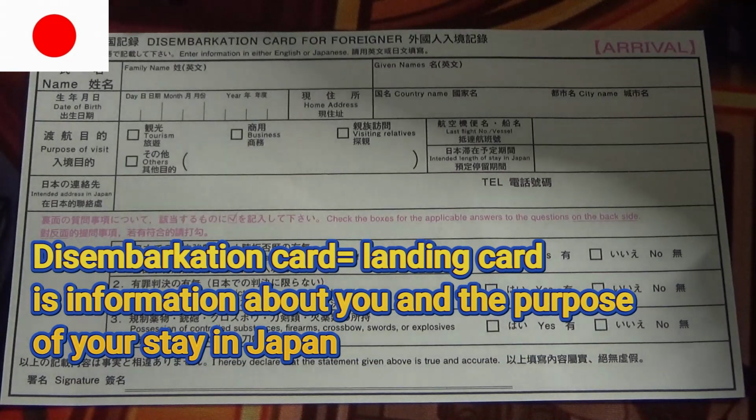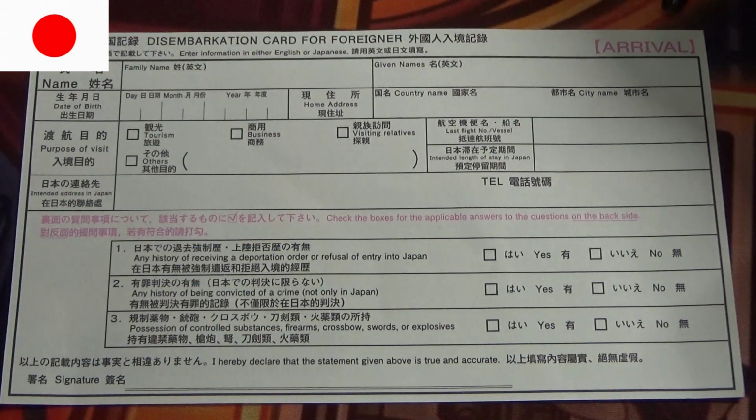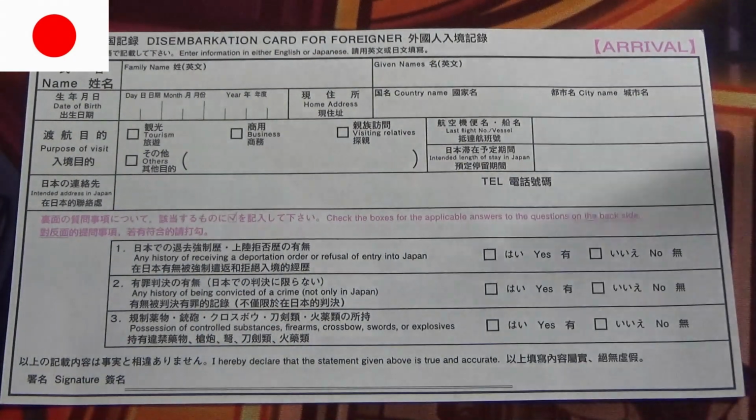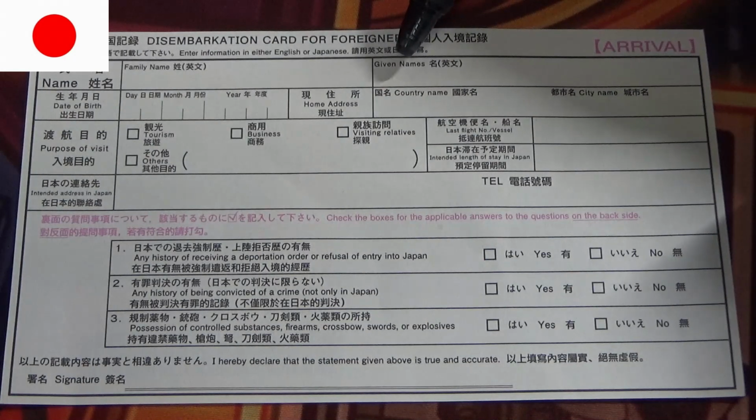Looking at the Disembarkation card for foreigner first, it says arrival. There's also one for departure, but I'm just looking at this one, arrival. Assuming you're entering Japan as a tourist. Here, you will write your family name. That is your surname here. Next is your given names, whatever is on your passport. So your first name and middle name.